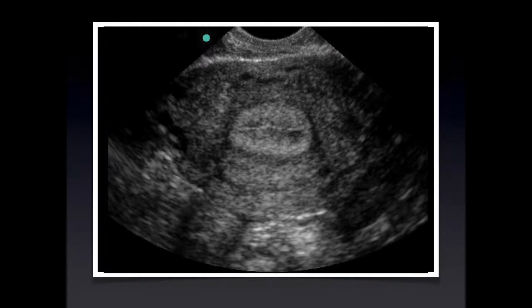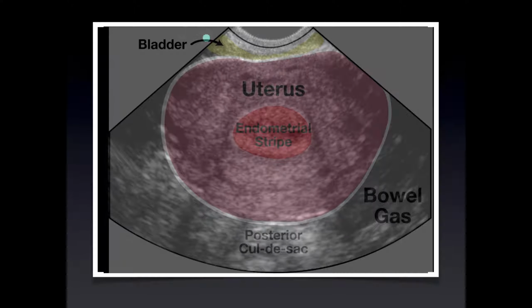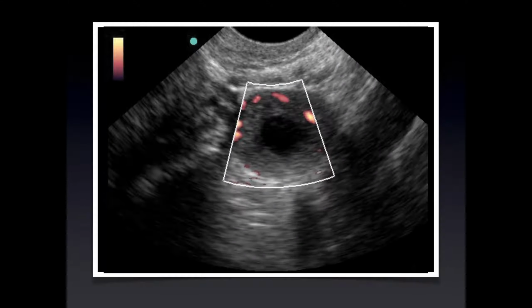This is the uterus in coronal plane. It is donut shaped in coronal plane. The endometrial stripe is located at the center. Posterior cul-de-sac is again behind the uterus, and anterior cul-de-sac is in front of the uterus. This is an ovary in coronal plane.